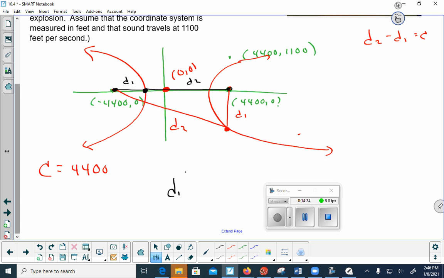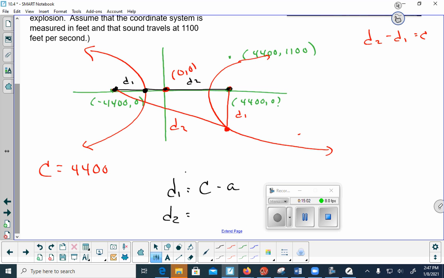Well, this D1 is going to be this C, because this is C, right? No, I'm doing D1, sorry. This D1 is going to be this C minus the distance from the center to the foci to the vertice A, so that's D1.